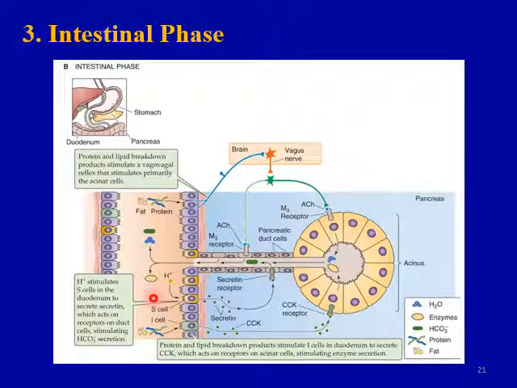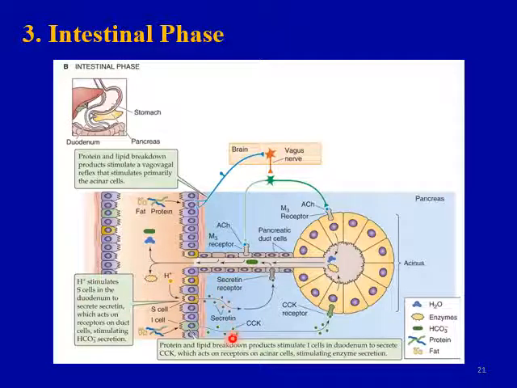Regarding the intestinal phase, here the source of the stimulus is present in the lumen of the duodenum. That's why it is called the intestinal phase. Fat, protein, and acidity will stimulate the release of cholecystokinin for fat and protein, and secretin in case of acid, and to a lesser extent bicarbonate.